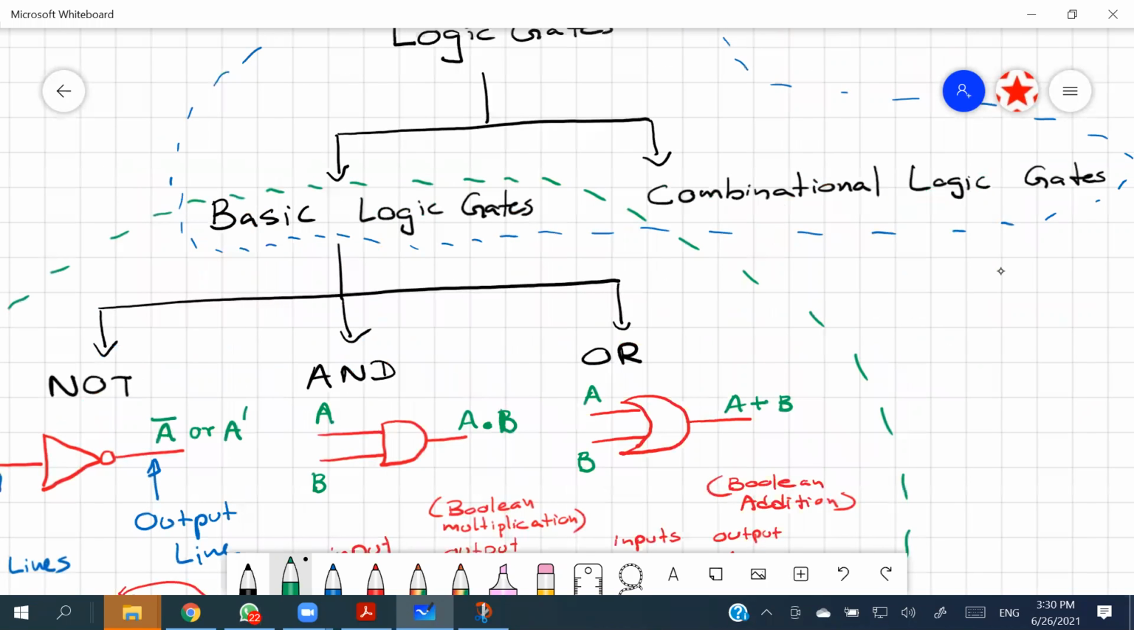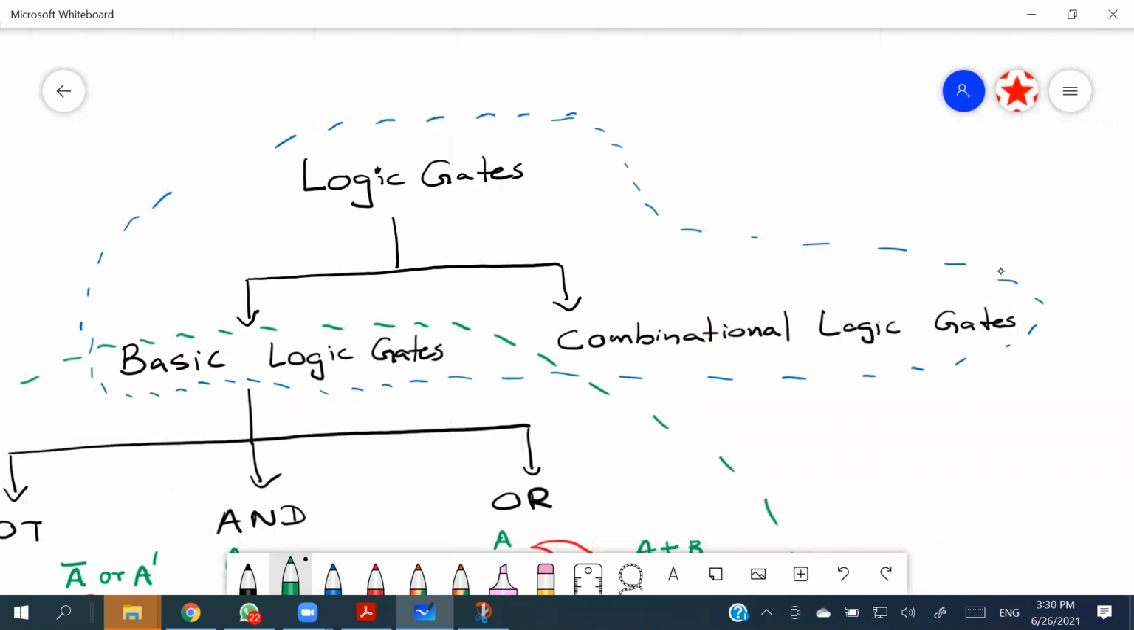Right? First, you may write the first diagram, the blue dashed area. Logic gates, two types, basic logic gates, combinational logic gates. That's all. That's the first diagram. Then under that, the second diagram about the basic logic gates. Okay, hurry up.